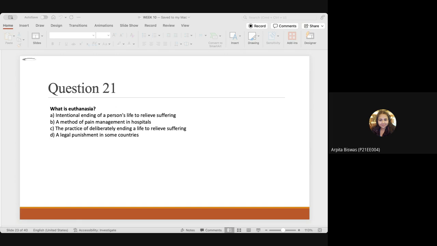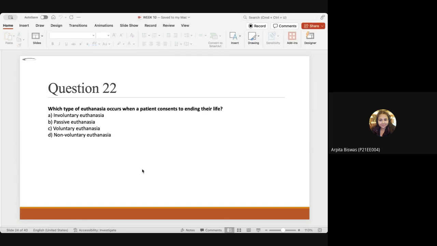So what is the right option? So the right option is option C, the practice of deliberately ending a life to relieve suffering. So next move toward question number 22. Which type of euthanasia occurs when a patient consents to ending their life?